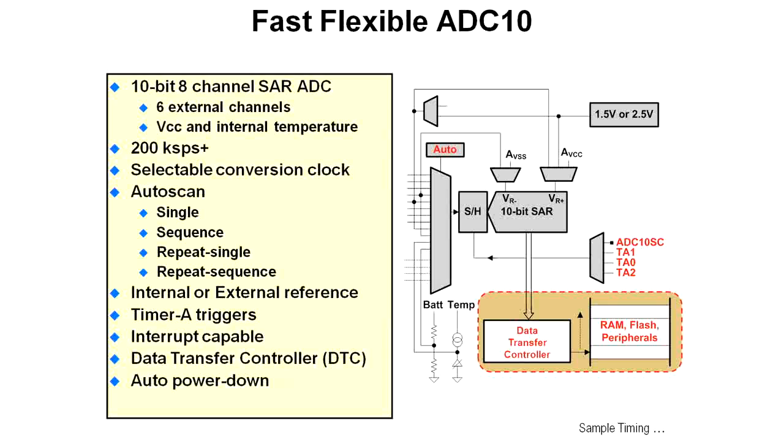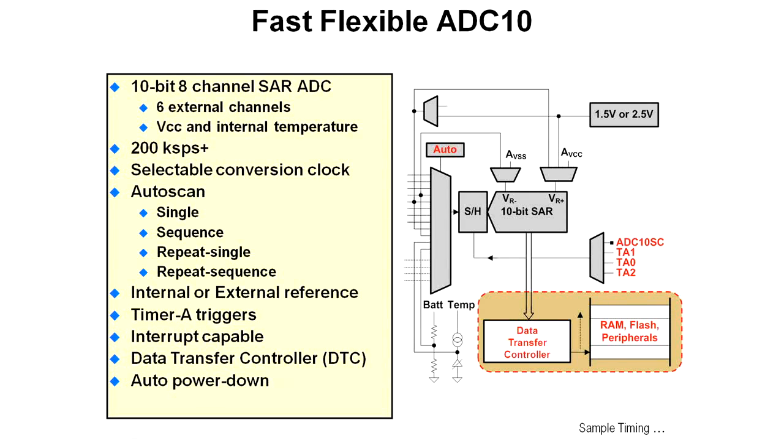You can run it off any of the available clocks and the ADC-10 oscillator, which is about a 5 megahertz oscillator inside the device. There is an auto scan that will allow you to do a single measurement, a sequence of measurements on any of the channels, to repeat that single measurement and to repeat that sequence of measurements if you like. There are programmable internal and external references available.